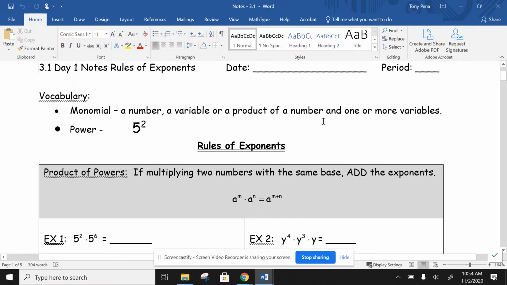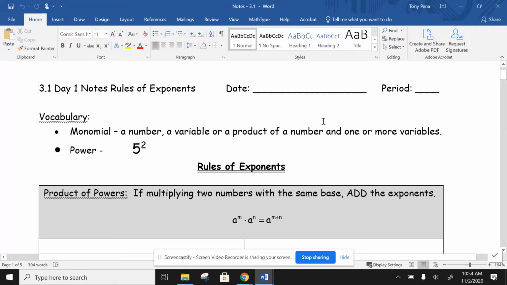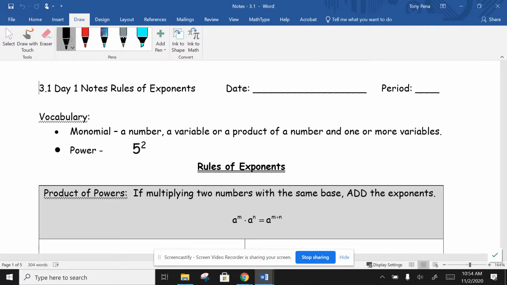Sound effects. Okay. So as you can see, we're in module 3. We are done with parabolas for a little bit. Now that we're all experts on parabolas, we don't have to deal with them too much here in the near future. What you're going to be looking at here at the top is rules of exponents.